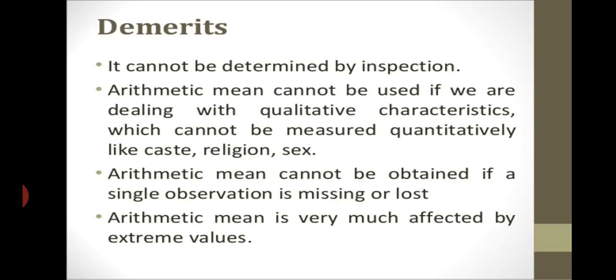Demerits: it cannot be determined by inspection. Arithmetic mean cannot be used if we are dealing with qualitative characters which cannot be measured quantitatively, like caste, religion, sex. Arithmetic mean cannot be obtained if a single observation is missing or lost. Arithmetic mean is very much affected by extreme values.